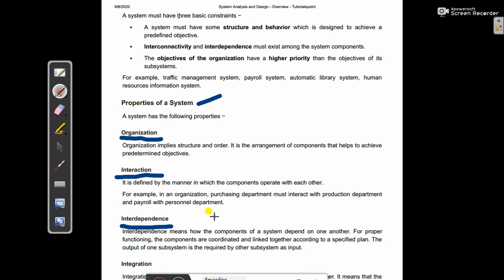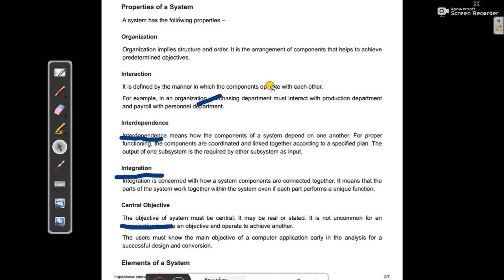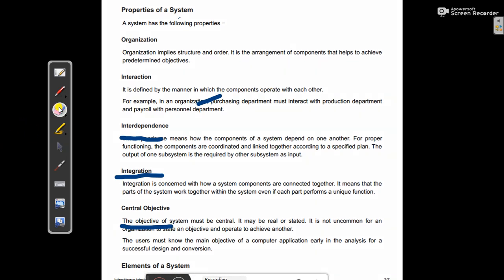Like in the previous video, I discussed the Google search engine, where we saw different components interacting with each other and there are dependencies among them, but there is a specific goal: to search the pages. So to achieve that goal, every component needs to interact, have interdependencies, and be organized, and there should be integration. There is a central objective. These are the main properties of a system. These should belong to a system.